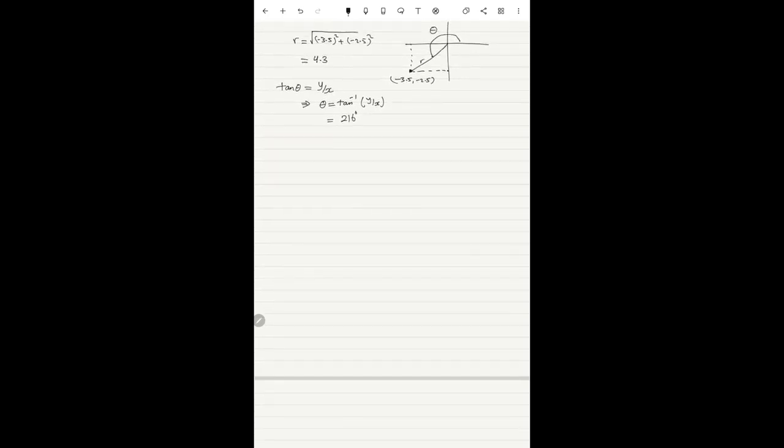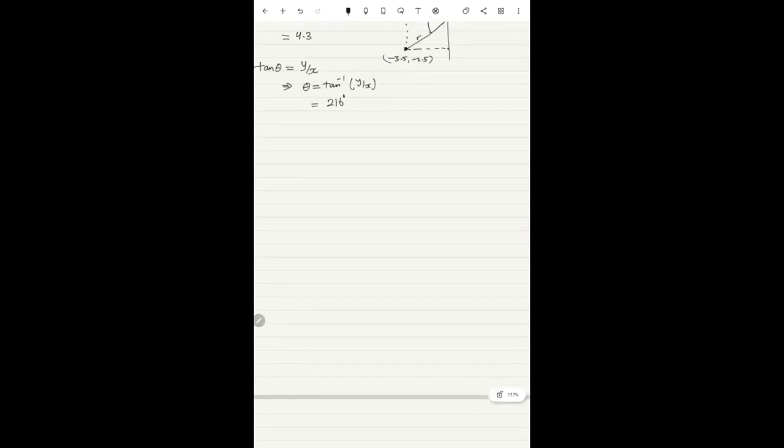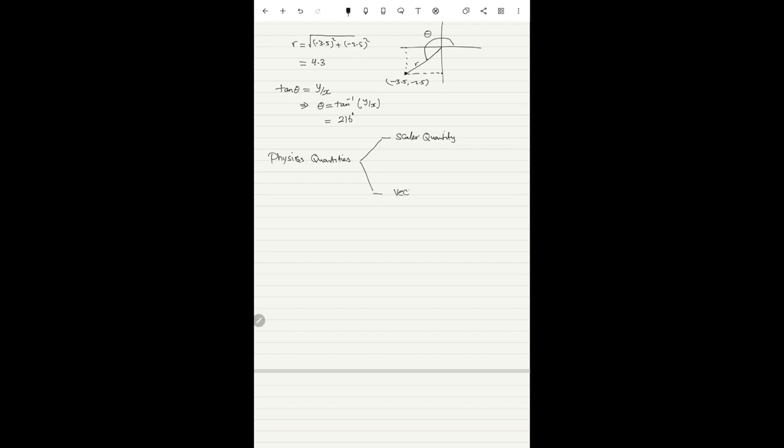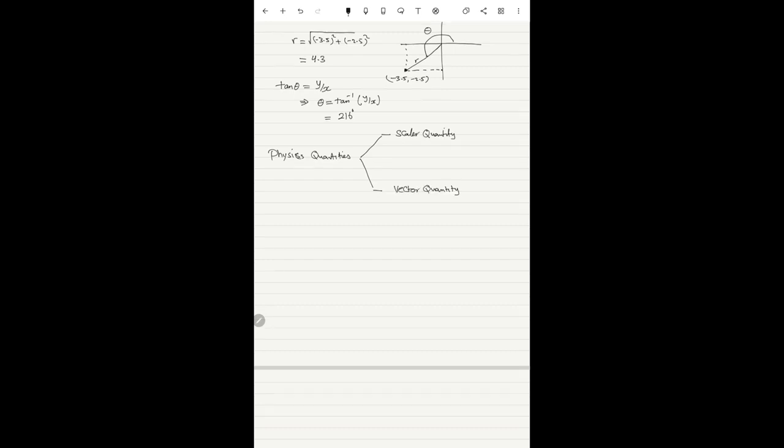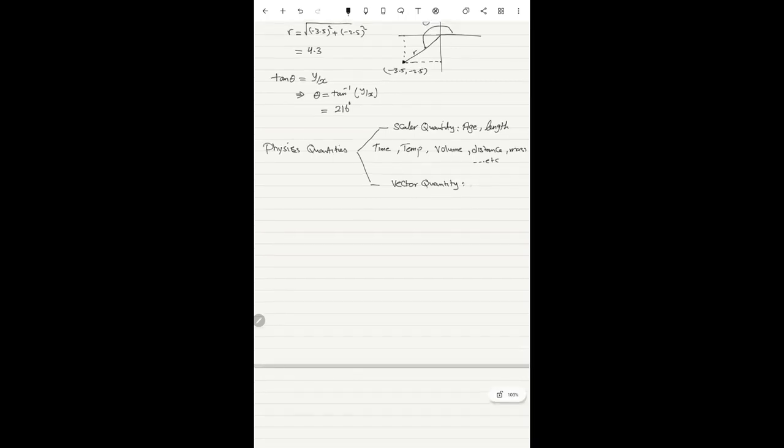Now, quantities in physics are divided into two types: scalar quantity and vector quantity. Scalar quantities can be identified by its magnitude, just a magnitude. Example: age, length, time, temperature, volume, distance, mass, etc. As we can see from these examples here, we only need a magnitude for these quantities, no direction whatsoever. But vector quantities, in order to identify these quantities, we need two things: their magnitude and direction. So it's not enough to mention the magnitude, we need also a direction for that quantity.